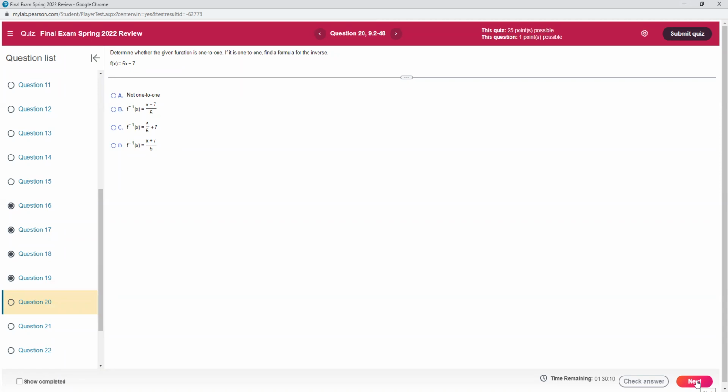All right, f of x equals 5x minus 7. Determine if it's 1-to-1. Find the formula for its inverse. Listen, do not choose not 1-to-1. Everybody's test will be 1-to-1. So you cannot choose A at all on this problem. So we're going to go work this.